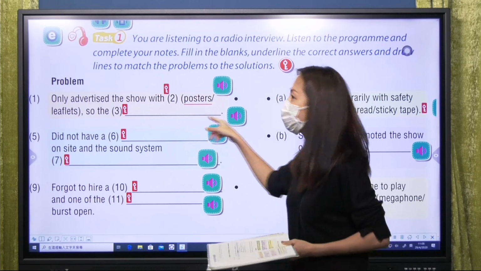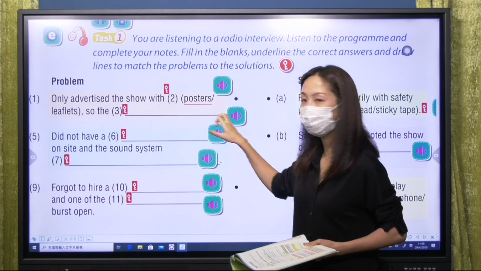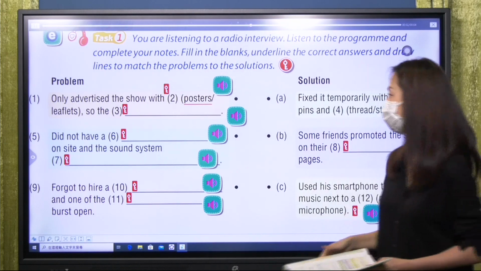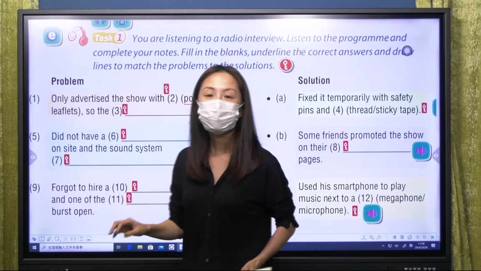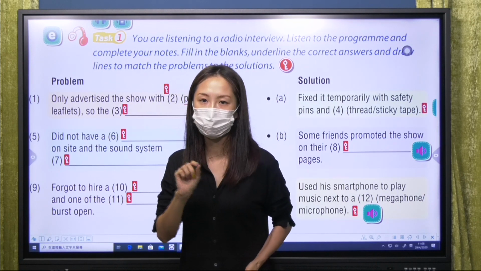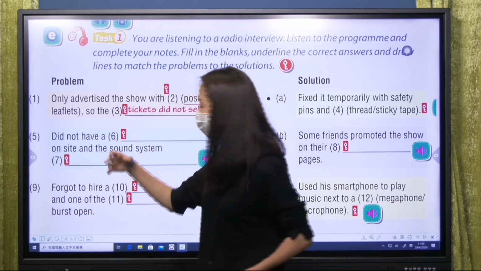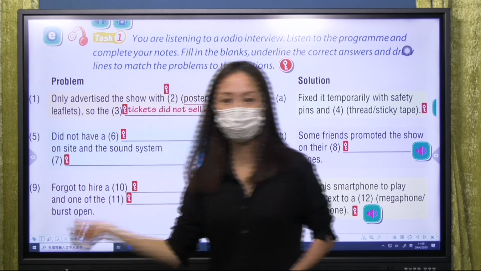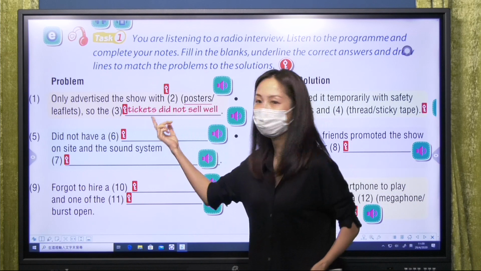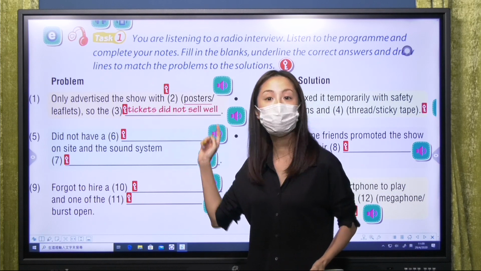So, this one is very long. The answer here is very long. Not surprisingly, the tickets didn't sell well. So you may jot down notes first. Do not spell all the words, but jot down notes first. And then after the recording finished, you go back to complete your answer. Tidy up your answer. So tickets didn't sell well.